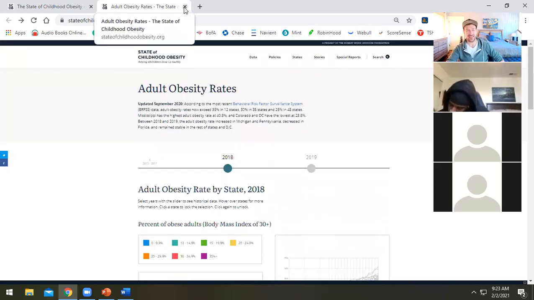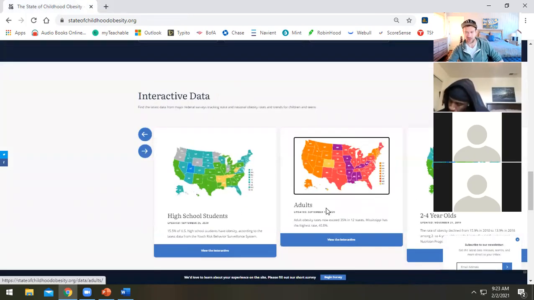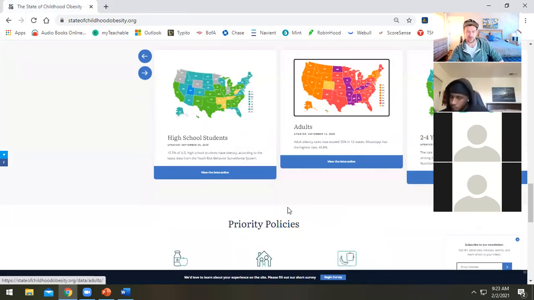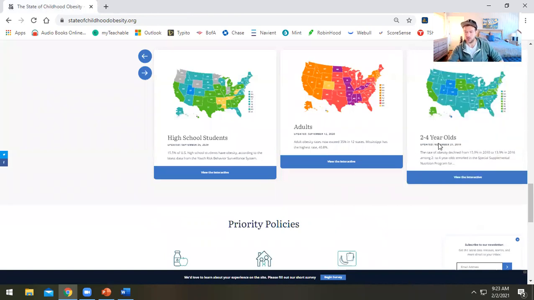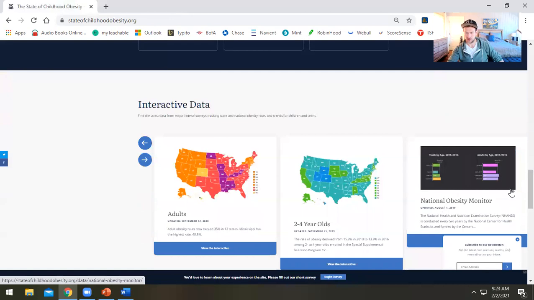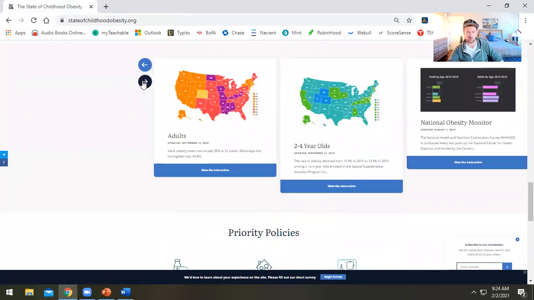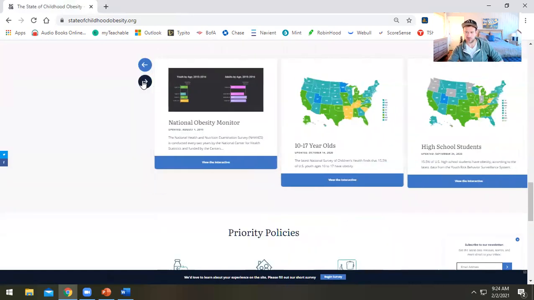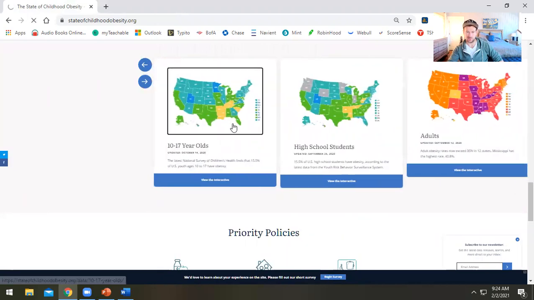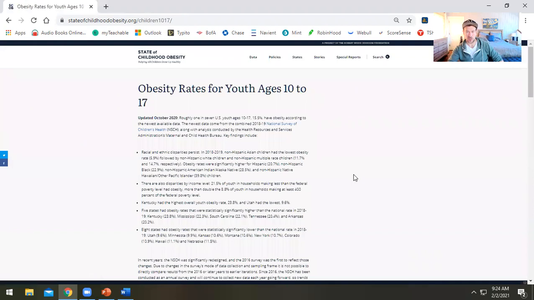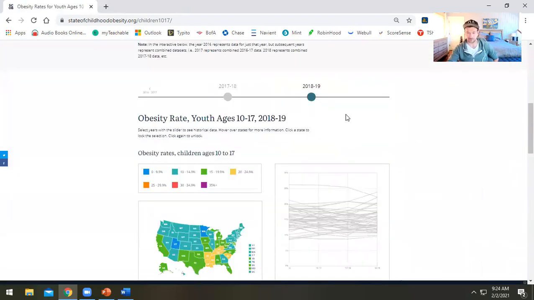All right, let's take a look at kids. Let's take a look at the youth versions of all this, right? That's high school, and I don't want the high school one. I just want youths in general. Give me different charts. All right, I guess we'll go with 10 to 17. That's a big range.